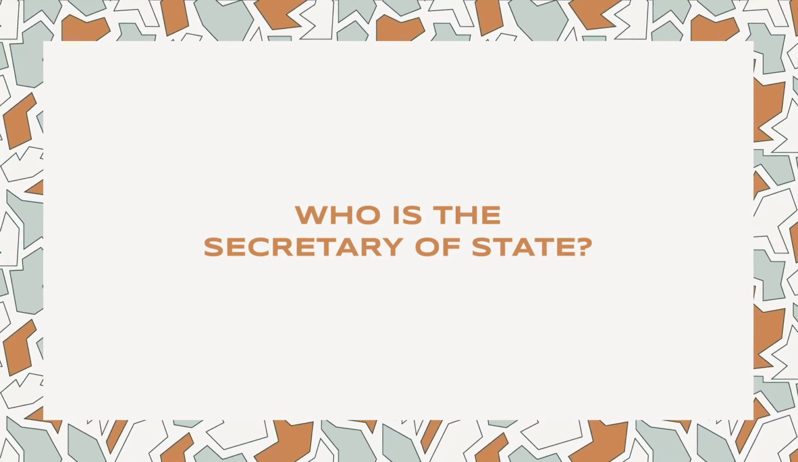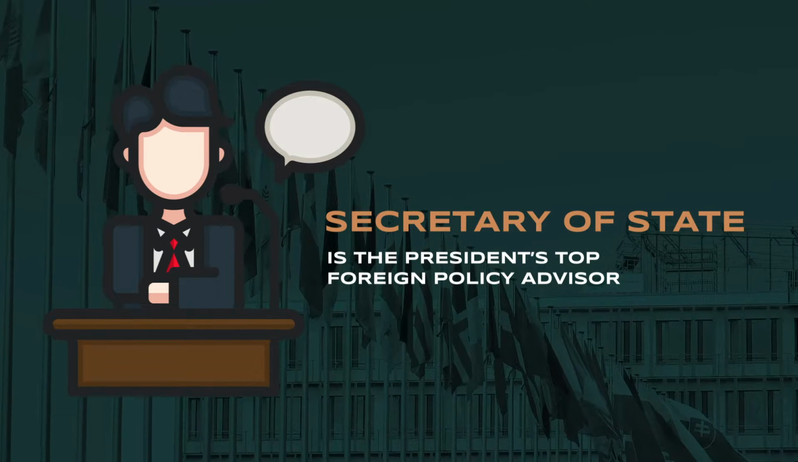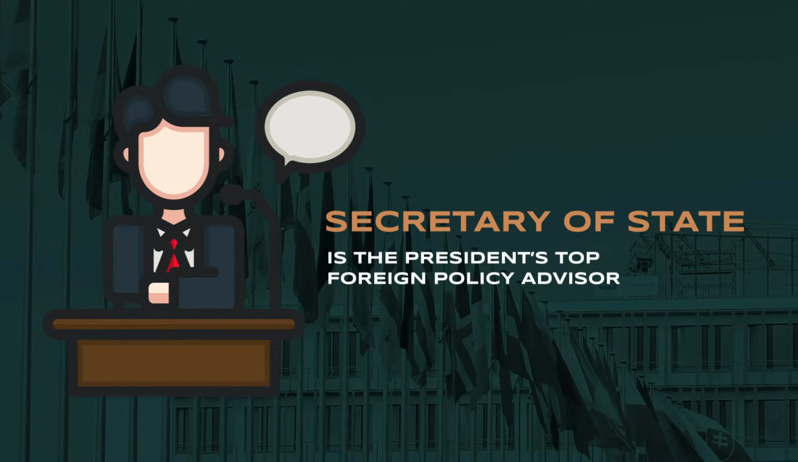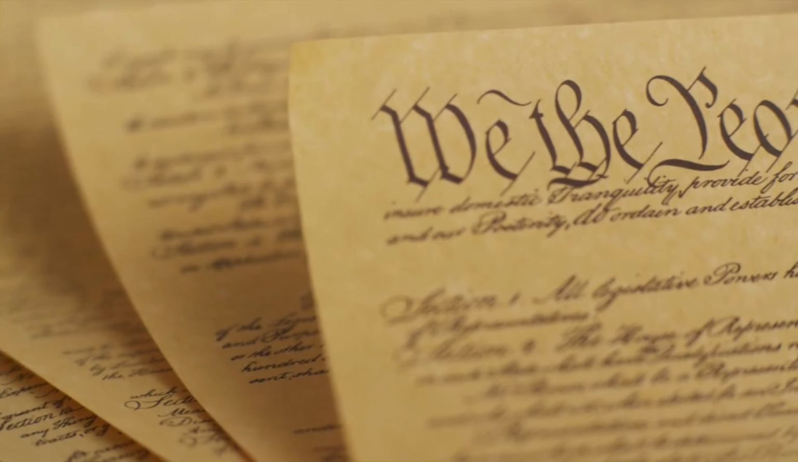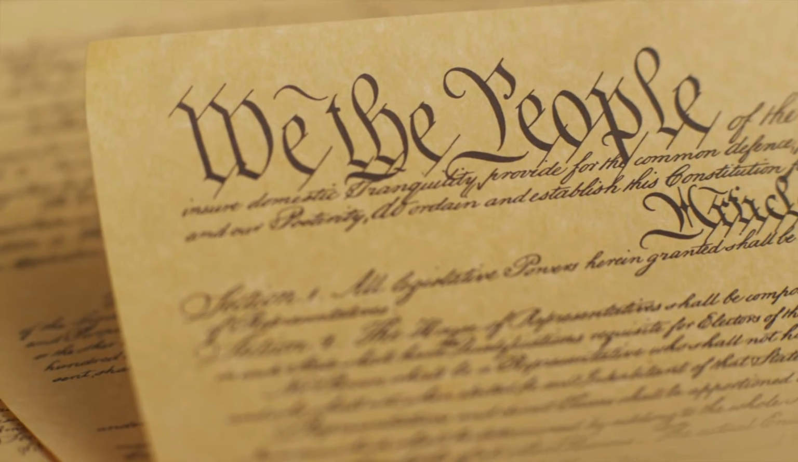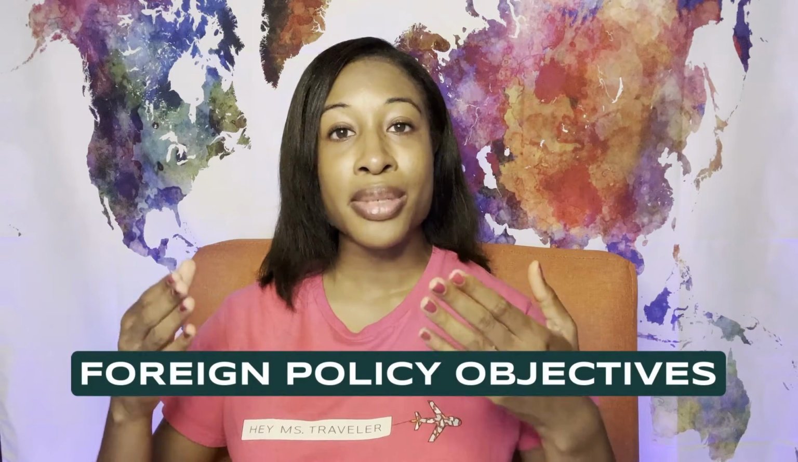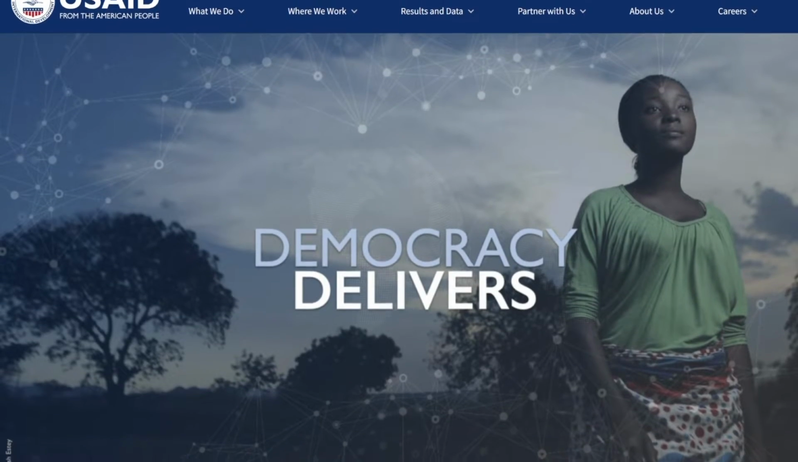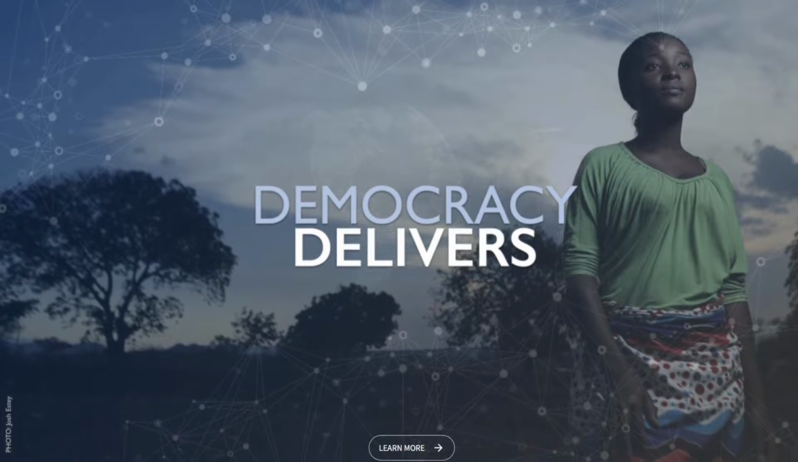Who is the Secretary of State? The Secretary of State is the President's top foreign policy advisor. Under the Constitution, the President determines the United States foreign policy. The Secretary of State carries out the foreign policy objectives of the President. He or she does so through the State Department, which has the Foreign Service and the Civil Service. The Secretary of State also provides foreign policy guidance to USAID.